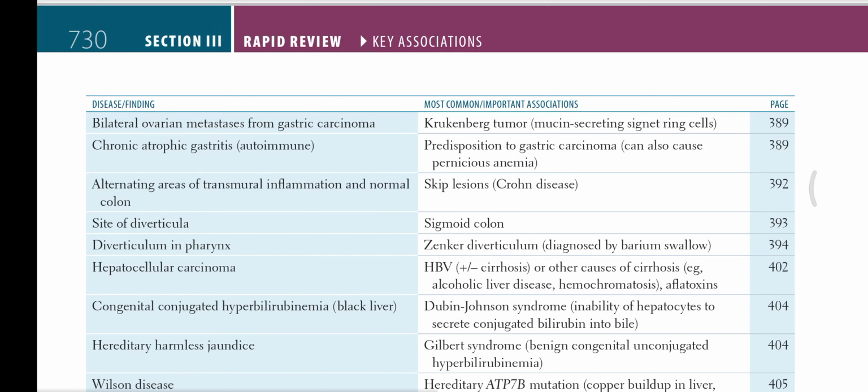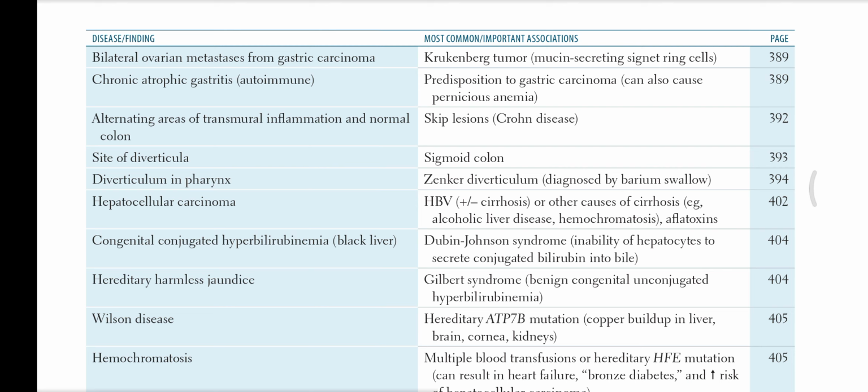Okay, so let's start. This is the First Aid 2021, page number 730, section 3, rapid review and its key associations. This will be the second last video for key associations, and after this I'll make just one video, and section 3 will be completed after this. So let's start from disease or finding and most common or important association.